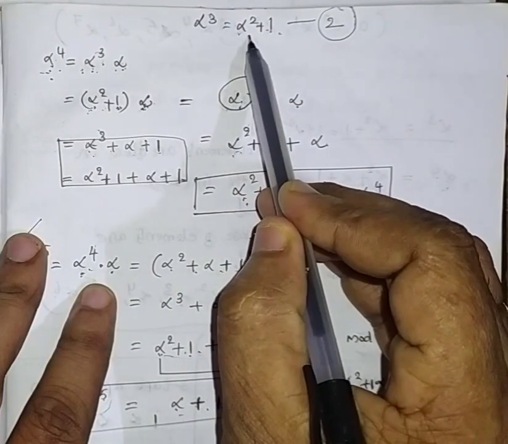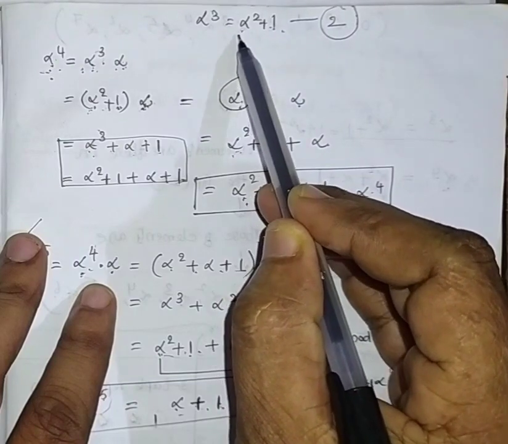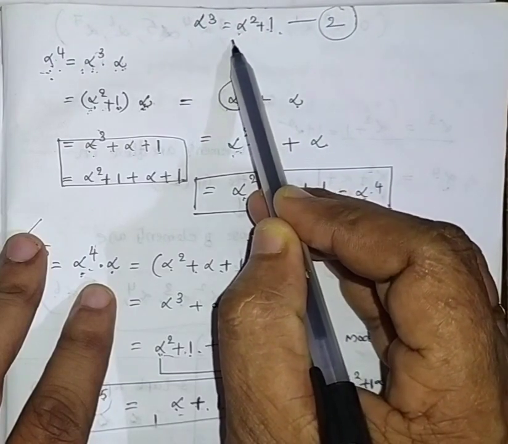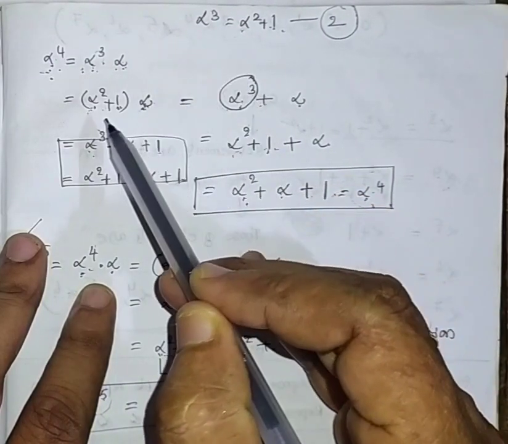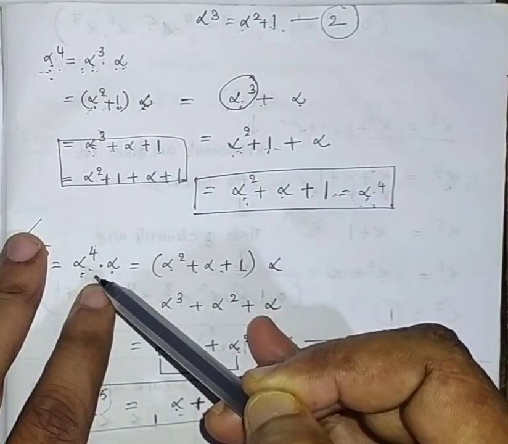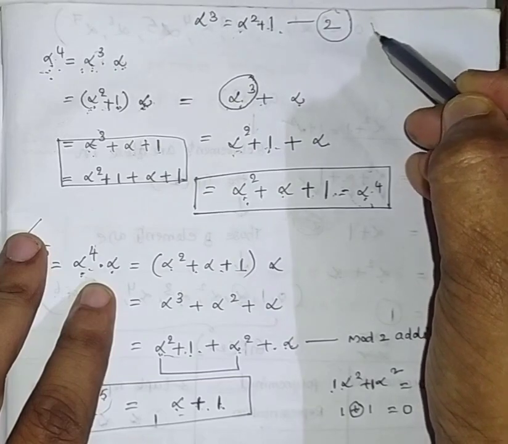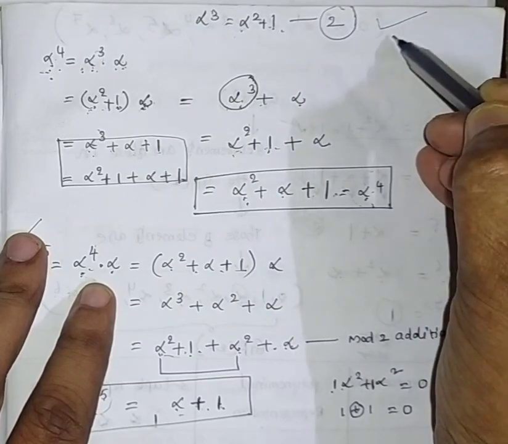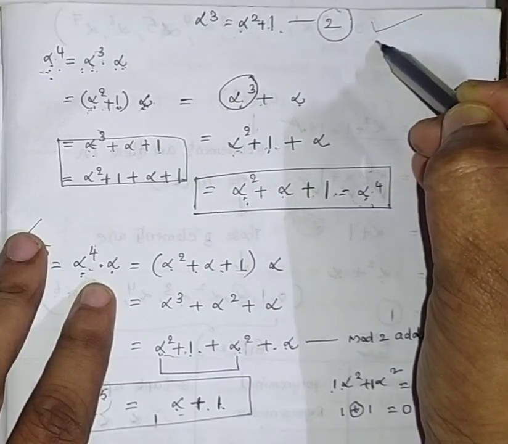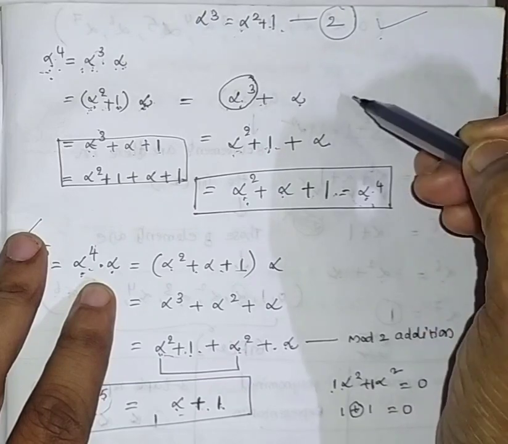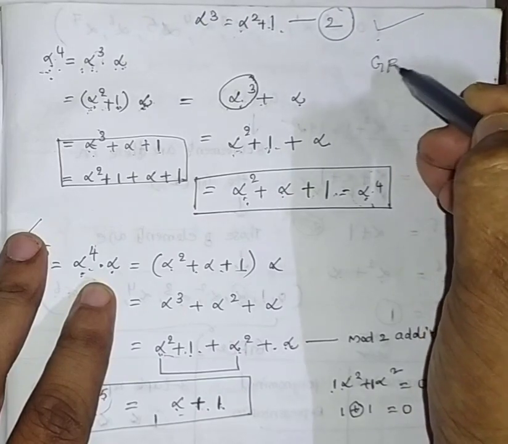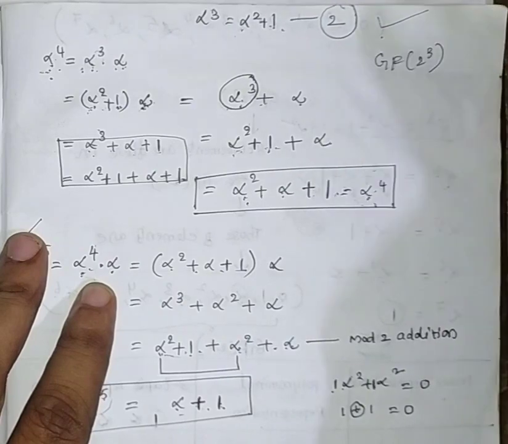This is equation number 2, and this equation is very, very important while calculating the other primitive elements in the Galois field 2 power 3. This equation is very important. All of you please remember this equation until we complete this Galois field 2 power 3 construction, right?